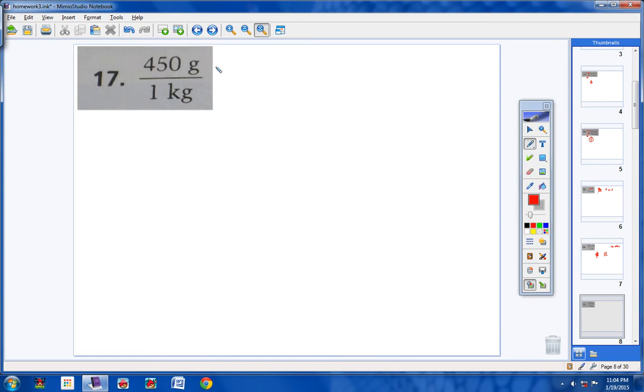Please don't forget that 1 kilogram equals 100 grams, or excuse me, 1,000 grams. So 1 kilogram equals 1,000 grams. Now, again, if you want to convert the top to kilograms, that's fine, but it's going to be 0.450. 450 grams equals 0.450 kilograms. I really don't want a decimal within a fraction, so instead of converting the top and the bottom to kilograms, I'm going to convert the top and the bottom to grams.